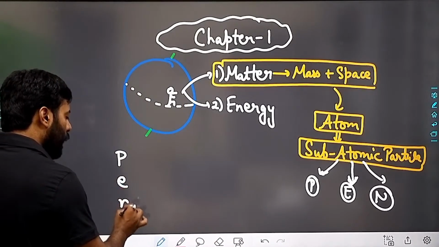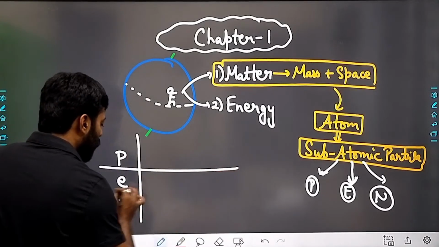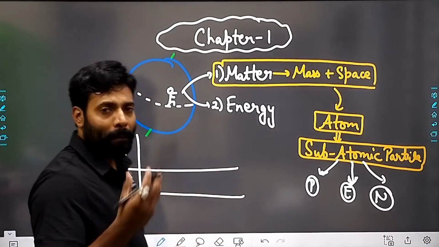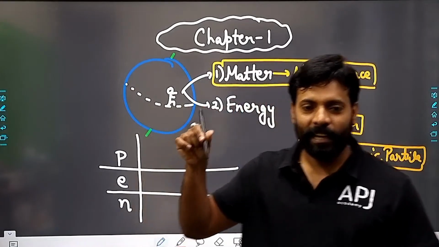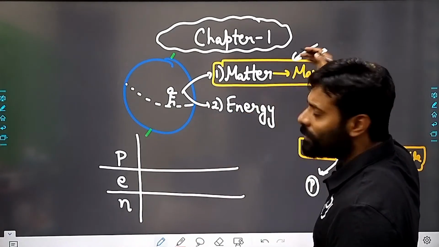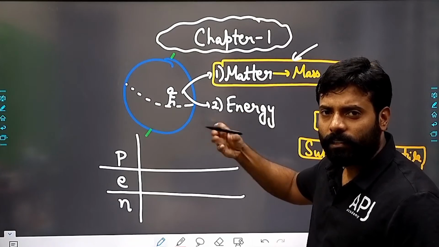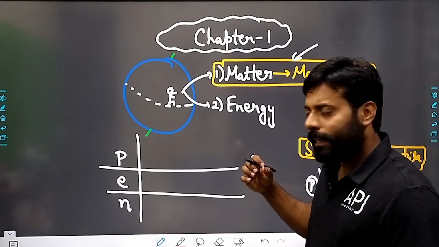Protons, electrons and neutrons. So you can say that matter is basically made up of pen. What is this pen? Pen is subatomic particles: protons, electrons and neutrons, right?